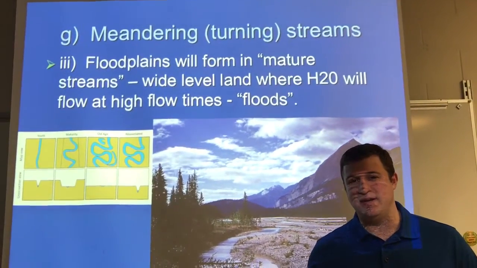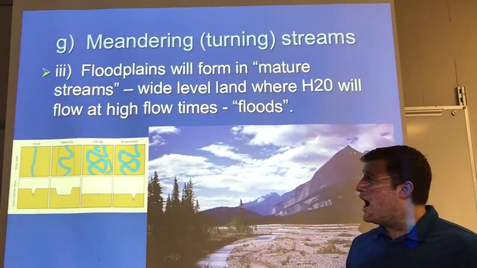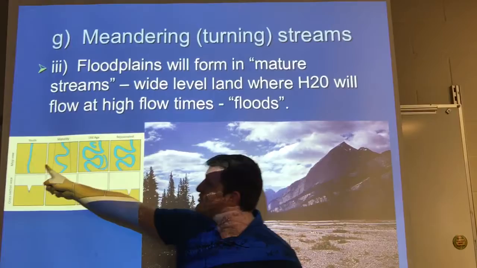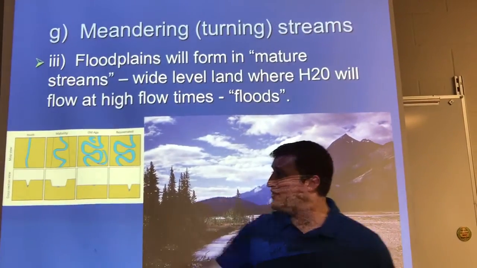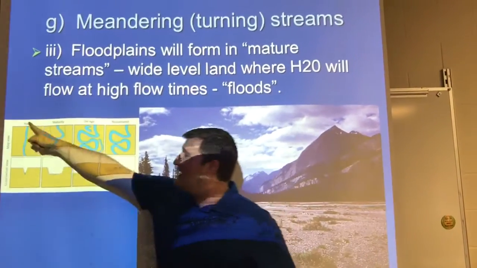Okay, everybody, we're continuing our discussion about meandering or turning streams. So we really need to take a look at this diagram over here, going from a young stream to an old age stream, going through stream maturity. You'll notice the young stream is going down the hill. It hasn't really flattened out much yet. It goes nice and straight.